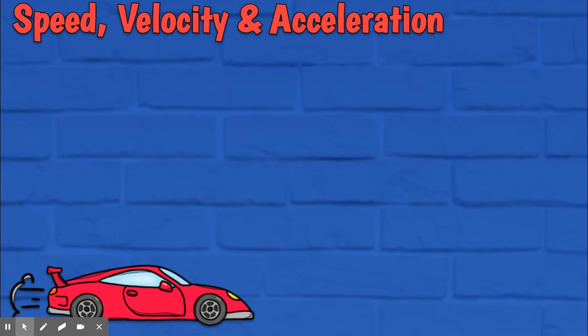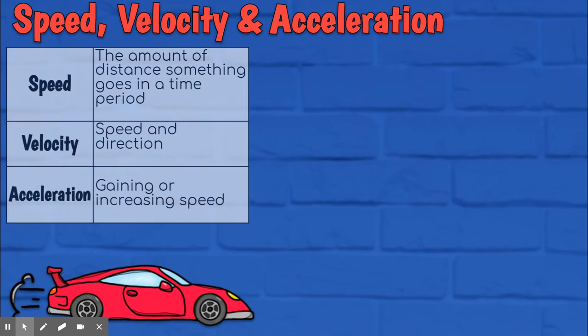So next we're going to talk about speed, velocity, and acceleration. You don't really need to know much about velocity, but speed and acceleration are important. So speed is the amount of distance something goes in a time period. So that's why we calculate speed with distance divided by time, because it's the amount of distance something goes in a time period. Velocity is just speed with direction, and acceleration is gaining or increasing speed.